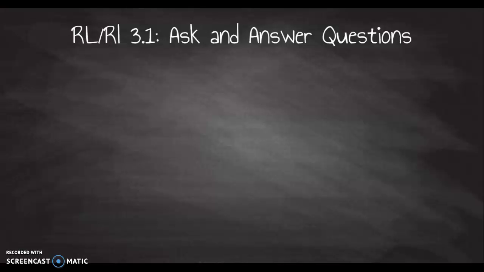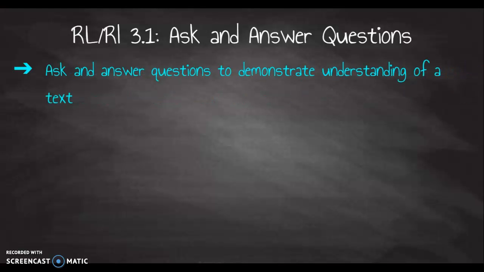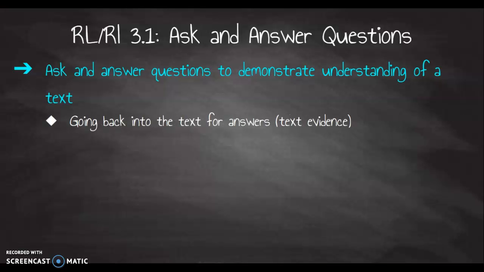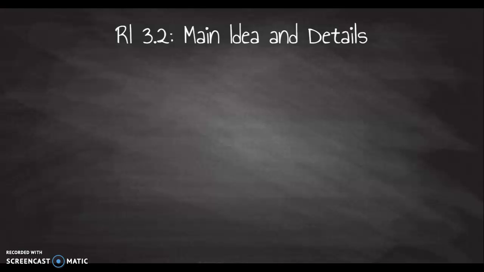For the first standard, it will be RL and RI 3.1, which is to ask and answer questions. In this standard, students will ask and answer questions to demonstrate an understanding of a text. This will include going back into the text for answers. So this means that students will need to be able to locate text evidence to support any answers they give to a question.